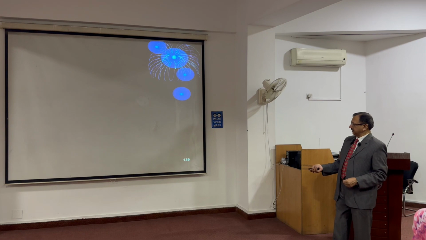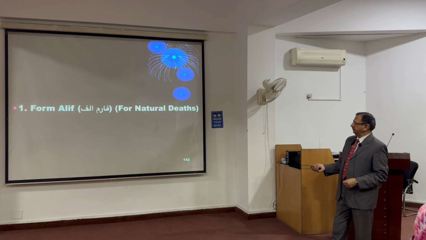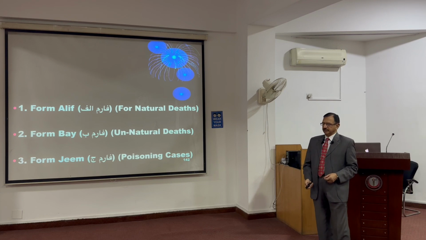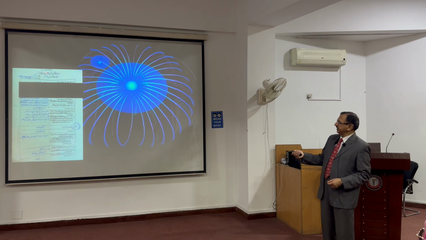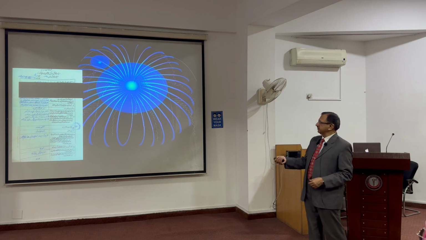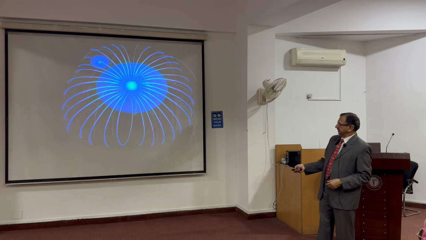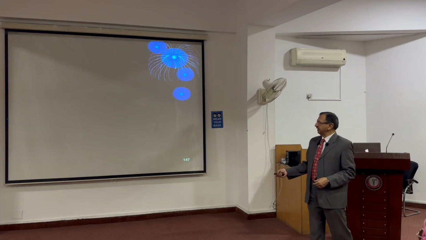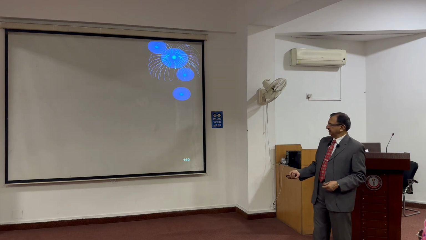There are three types of cases. Form A in natural death, Form B in unnatural death, and Form C in poisoning. So this is the copy of the Form B. You can see B. So this is the Marg, unnatural death. In this, the biodata, the condition, where the body was found, all these statements are written. So this is the Marg form. Then place of performing autopsy, it is mentioned where the autopsy will be conducted.